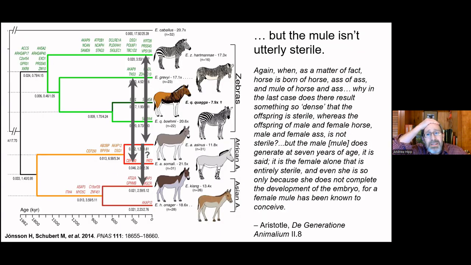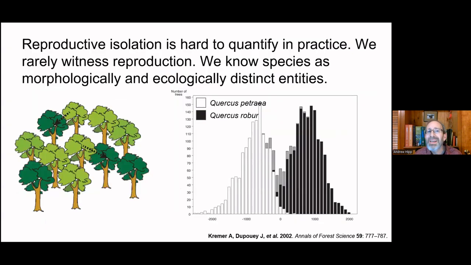The mule isn't actually completely sterile. It's been known since before Aristotle that mules will give birth once in a while. And in fact, we see gene flow across the tree of life, hybridization between different species. So reproduction is hard to quantify in practice. It's hard to know what reproductive boundaries, how much is enough to make a species. And we rarely witness reproduction directly.